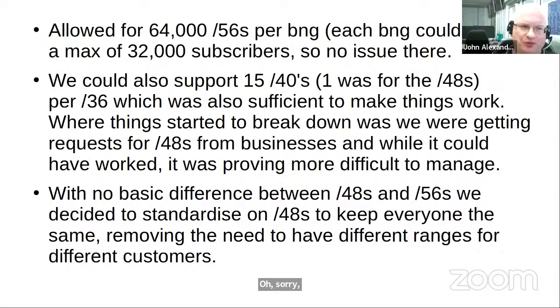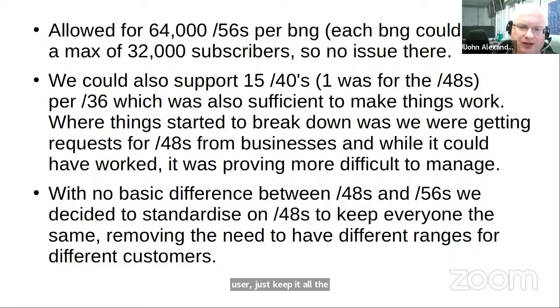With the discussion, we were getting some customers wanting a /48, for whatever reason, instead of /56s. So we were discussing how we were going to do this. We decided we'd try and standardize on a /48 for everybody, whether it was a business, a corporate, or a residential user. Just keep it all the same, which makes it much simpler for our network and our customer management system to handle.